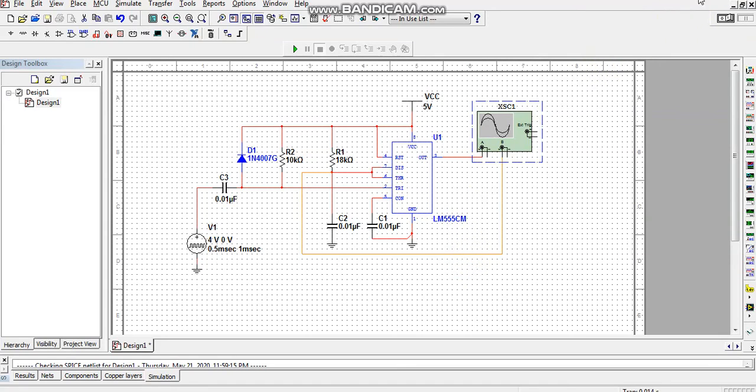So thank you, students. In the next video, I'll show you how to design a monostable multivibrator using discrete components. The design part remains the same for the discrete, and even the circuit diagram is the same circuit diagram I will be using for the discrete also. Thank you.